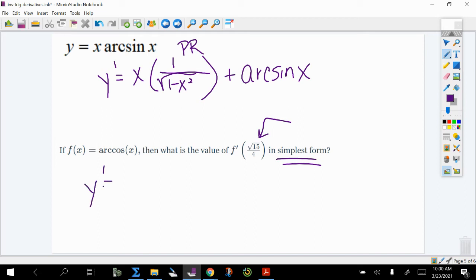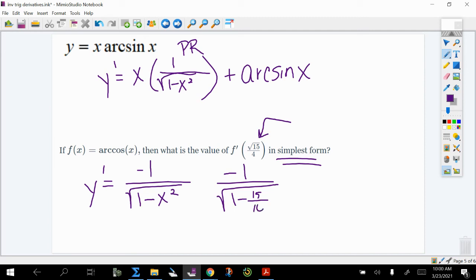So for this one, it is a co-function. First thing I'm going to write down is a negative, or else I'll forget. The derivative of x is just 1, so I have a negative 1 on top, or you could put the negative out front. And then under my square root, it's going to be 1 minus x squared. Now I need to input, and here's where I think it gets a little messy, 1 minus, when I do the square root of 15 squared, I'm going to get just 15, over 4 squared, which is 16. So I get 1 minus 15 sixteenths, which is 1/16.